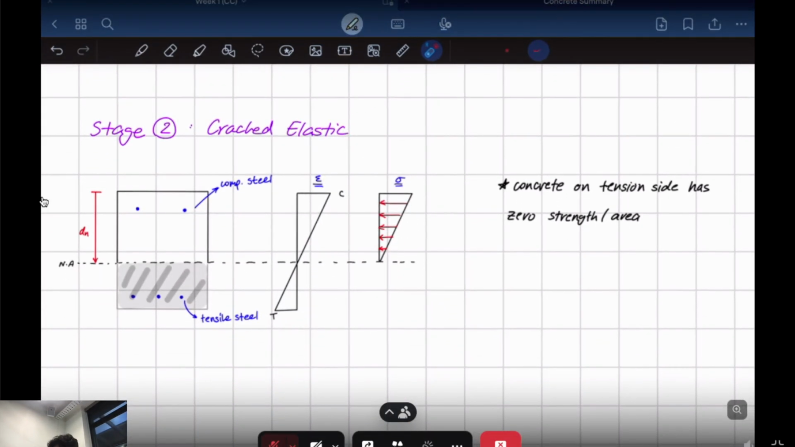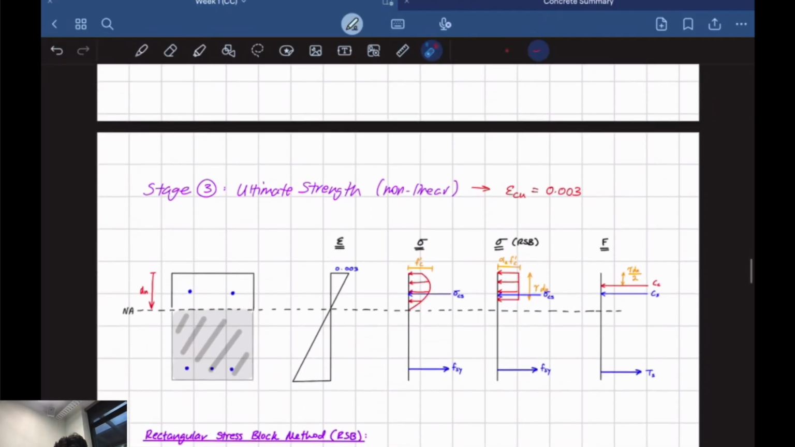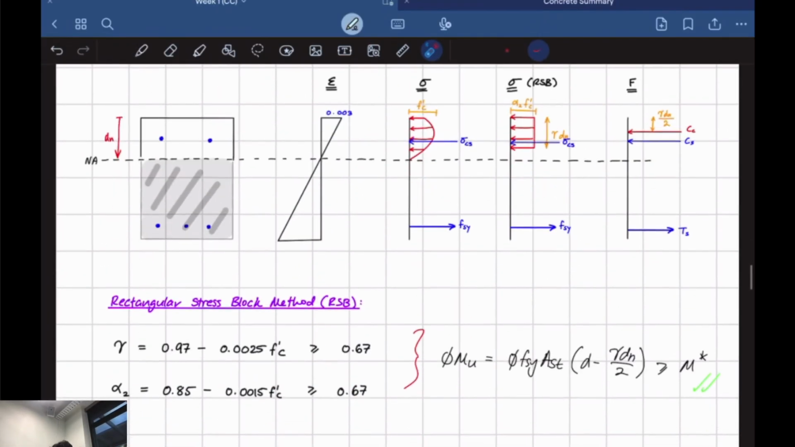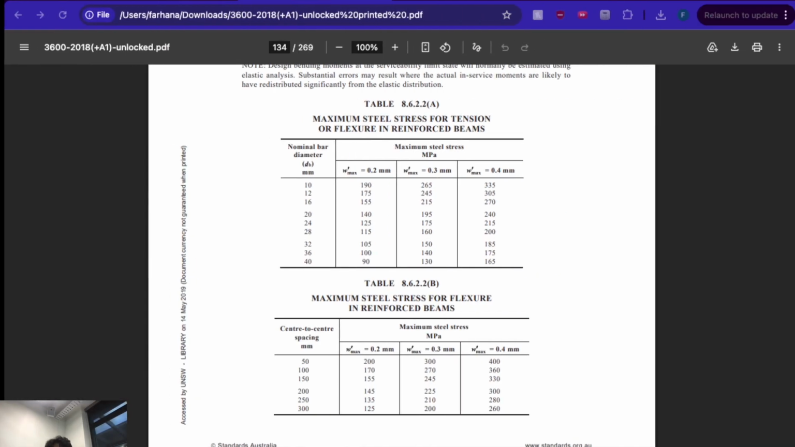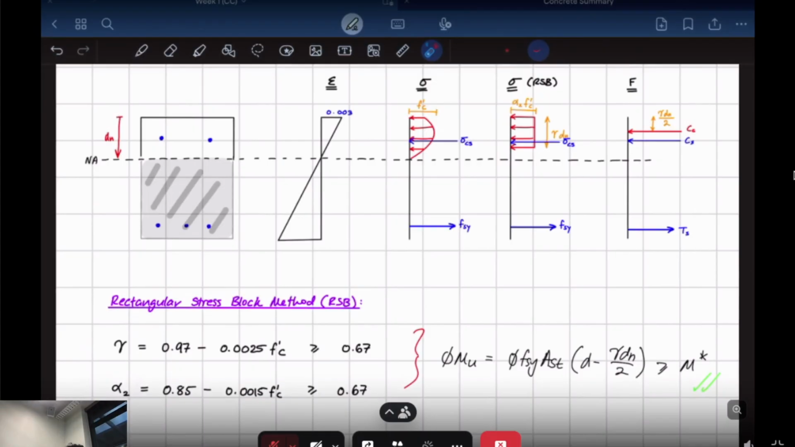One thing I want to cover about the cracked elastic stage: once it does crack, it transitions into the cracked elastic stage, and the concrete at the bottom, below our neutral axis, pretty much provides zero strength to our capacity. Anyways, I just wanted to talk about this because there are some things in the standards over here. Okay, I can't find it, but it's somewhere in the standards.